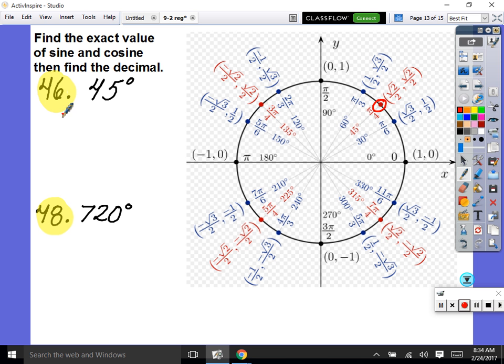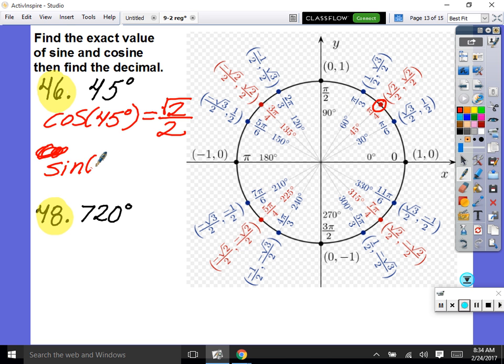So you would say cosine of 45 degrees will be equal to our x value. So root 2 over 2. And we're done. And it wants the decimal answer too, so you can just type it in. And we're also finding the sine of 45 degrees, which is our y value. Sine is y, so we also get root 2 over 2. So the unit circle allows us to give exact answers rather than decimals.